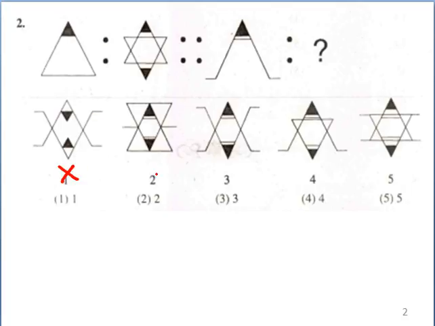Here both a triangle is given, so this is ruled out. Now coming to here, a triangle and this portion are given. So ruled out. We won't get a star here. By looking, simply you can say that it is option 3.